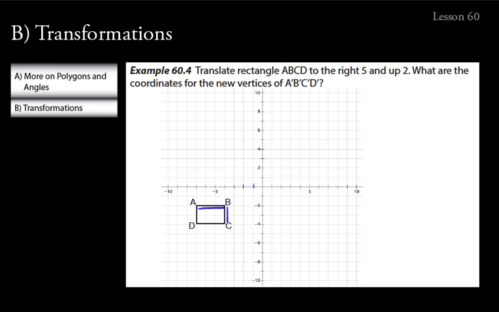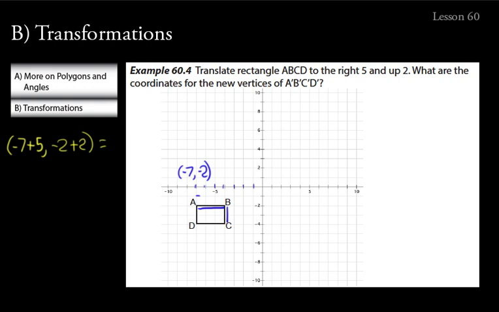To the left, 1, 2, 3, 4, 5, 6, 7. It's at -7. And then down 1, 2. So it's at -7, comma, -2. Okay? To that, we want to add, to the -7, we want to add 5, and to the -2, we want to add 2, because we're going up 2. Okay? So let's just do the math over here on that ordered pair, those coordinates there. So -7 plus 5 to the right 5, comma, -2 up 2, so +2.